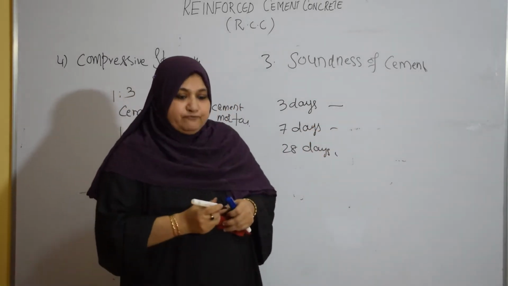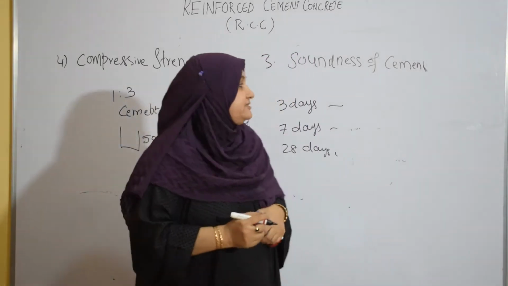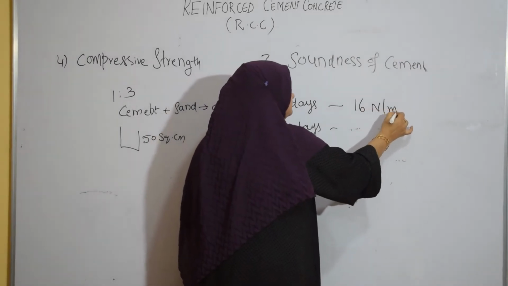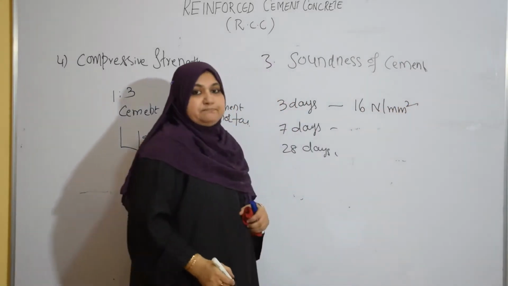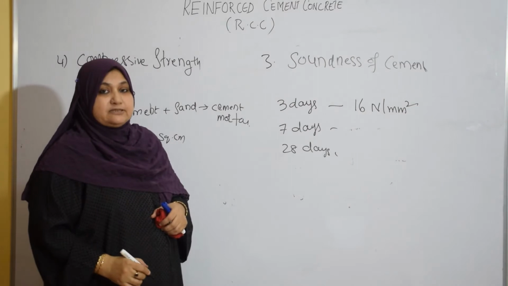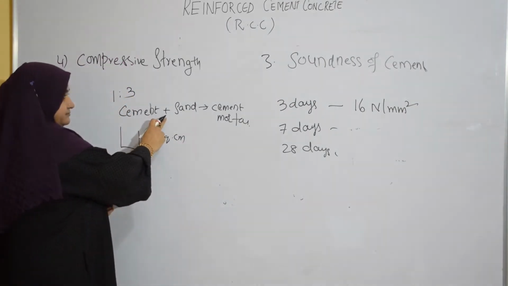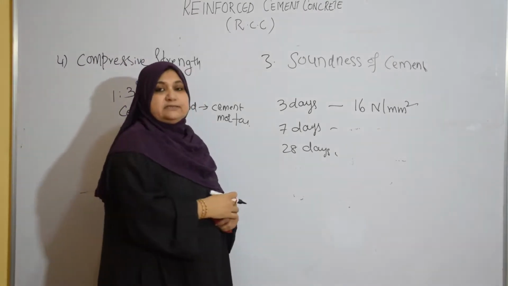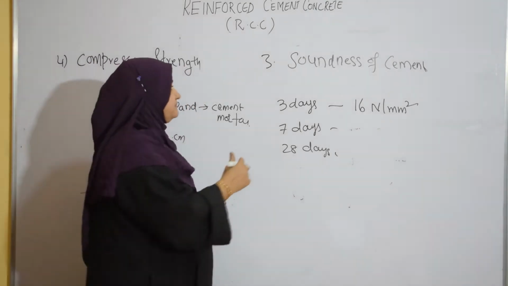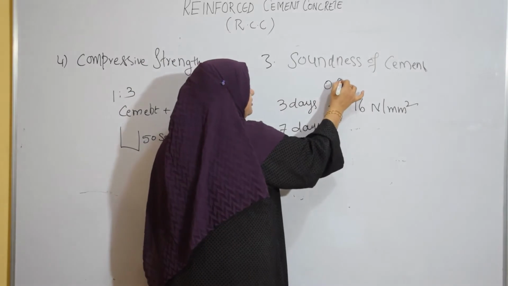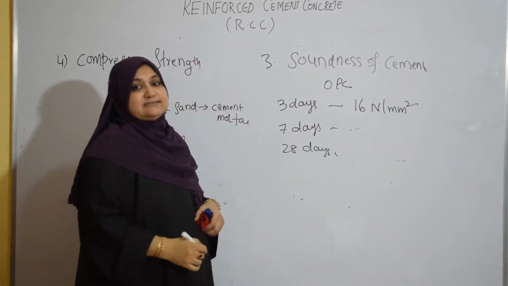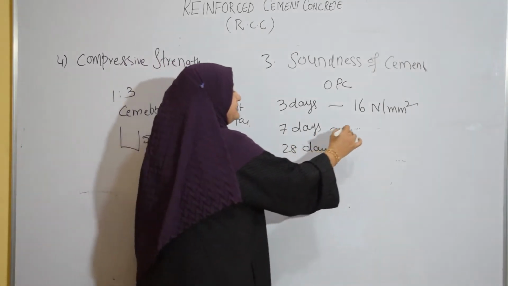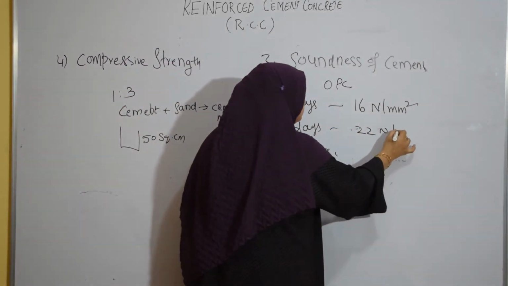Okay, so for an ordinary Portland cement, the 3-day compressive strength shall be equal to 16 Newton per mm square. The compressive strength of a cement mortar, when it is tested for compression after 3 days of curing, shall be 16 Newton per mm square. This is for ordinary Portland cement because this is the standard cement. Okay, then for 7 days it should be 22 Newton per mm square.